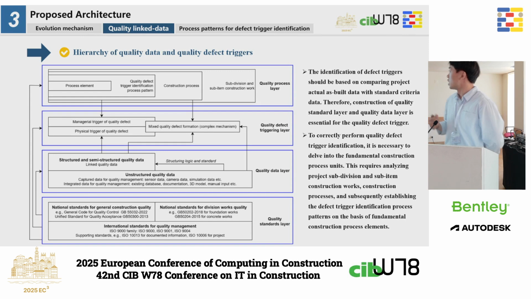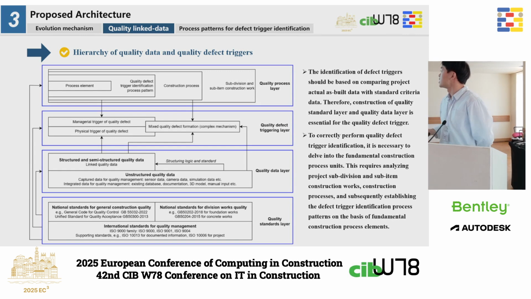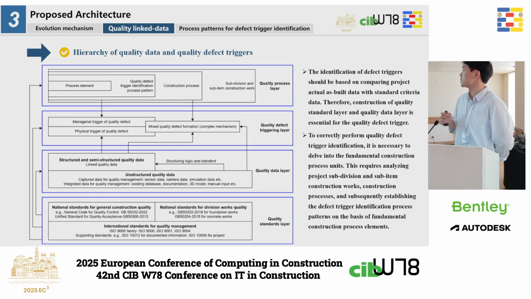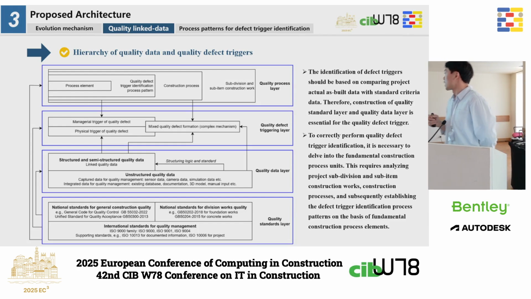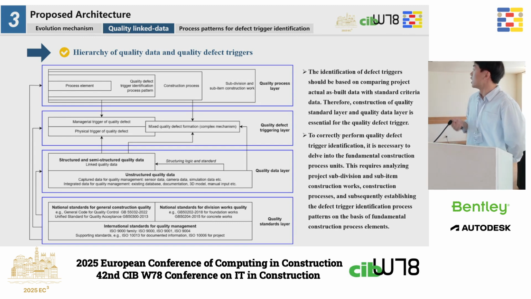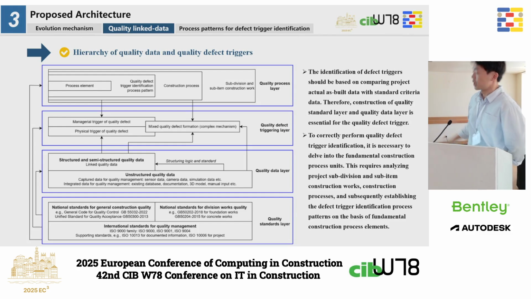Therefore, construction of the quality standard layer and the quality data layer is essential for the quality defect trigger. To correctly perform quality defect trigger identification, it's necessary to delve into the fundamental construction process units. This requires analyzing the project sub-division and sub-item construction works and construction processes, and subsequently establishing the defect trigger identification process patterns on the basis of the fundamental construction process elements, which is on the top of the hierarchy.